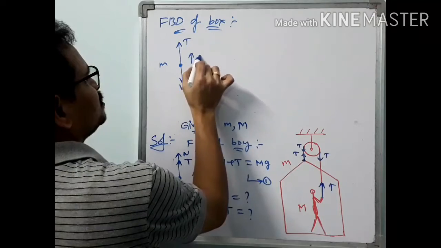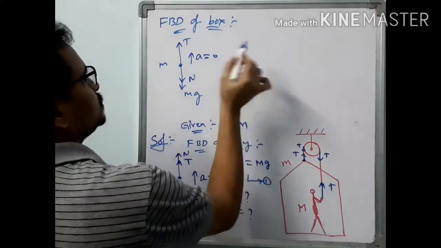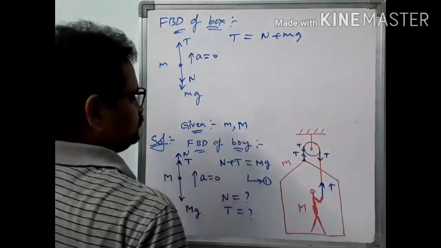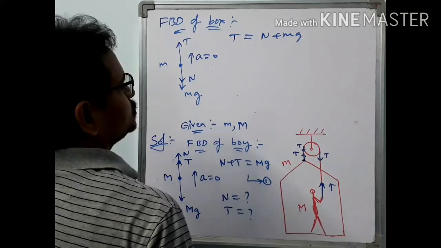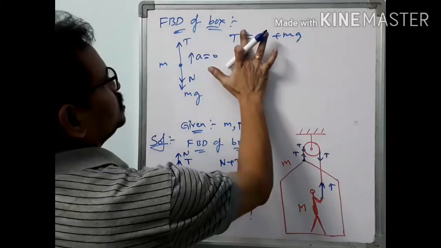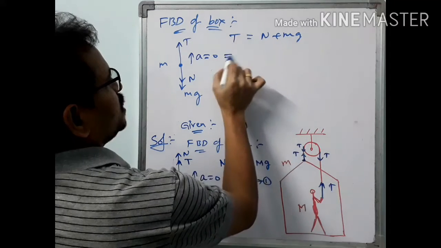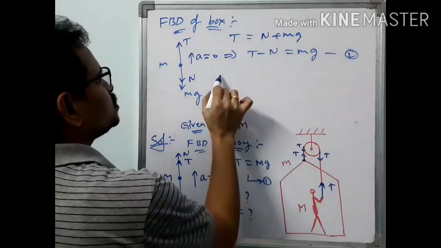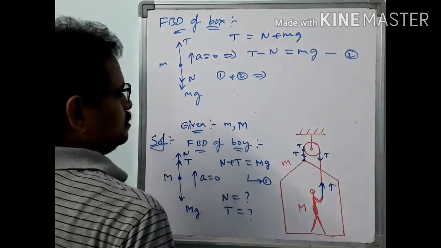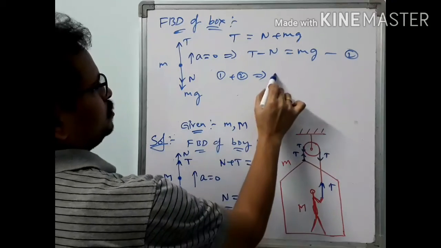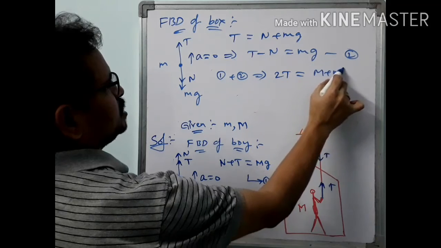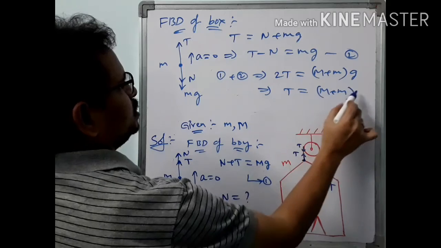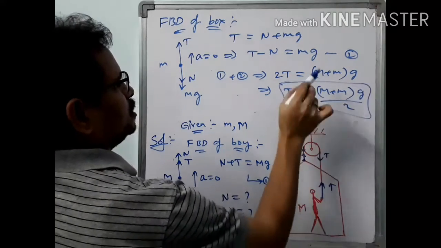So what is the acceleration? A equal to 0, because the box is also at rest, no? So upward forces equal downward forces. T equal to N plus mg. Let me write this like this, or otherwise, T minus N equal to mg. This is equation 2. Now 1 plus 2 implies N cancels, no? 2T equal to (M plus m) into g, which implies T equal to (M plus m) into g, whole by 2. This is the tension force.